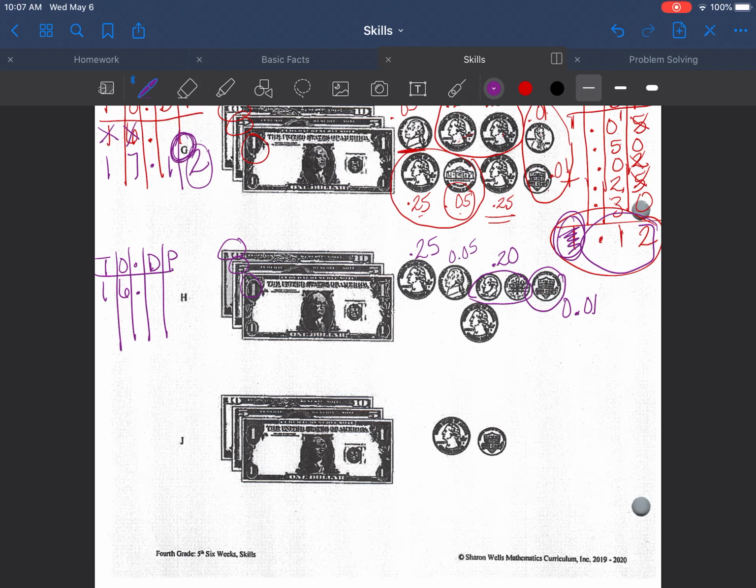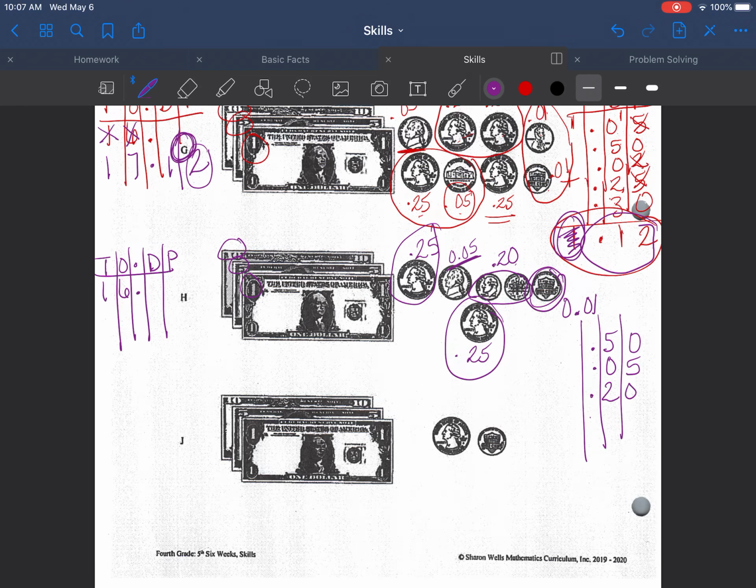The nickel is worth 0.05. Sorry, guys. And the last one is going to be a penny. And then this one is my quarter, which is going to be 25 cents. Let's add them up. I can put my 2 quarters together. That would make 50 cents.